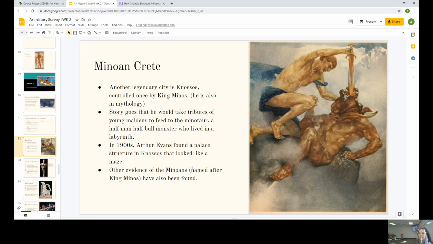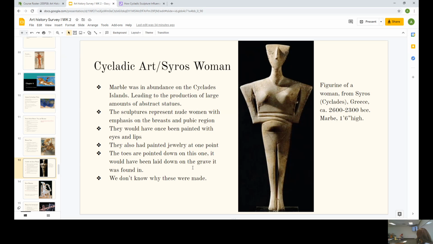Of course, this culture, the Minoans, are named after King Minos, who is another mythological figure. But as stated, we are starting off with the Cycladic people. They are the oldest people group, and they really are doing their own thing in art. We haven't looked at anything like this, except maybe Paleolithic art, kind of a little bit borderline.